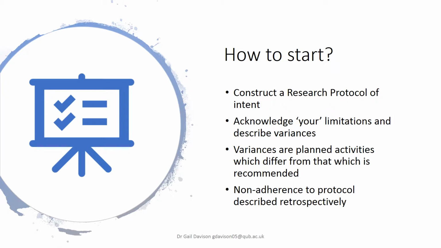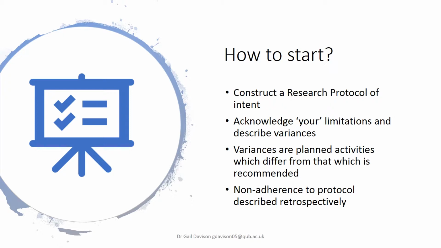When you're setting a protocol, obviously you have to acknowledge your limitations. If you're completing a master's, there might only be yourself as the lead researcher. You'll obviously have a supervisor, but there mightn't be any more people on the research team. So variances, as I described in my master's, are planned activities which differ from that which is recommended. And I have set here within this generic protocol in the slides what I feel is recommended from the first 3 articles that I mentioned.